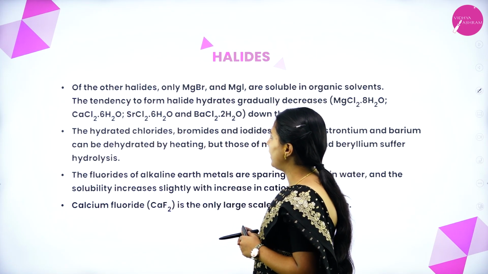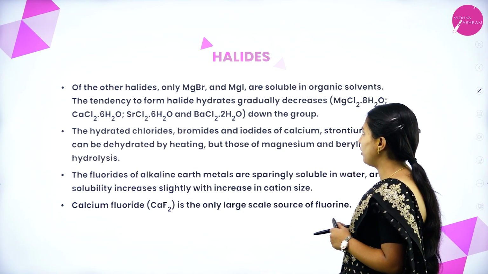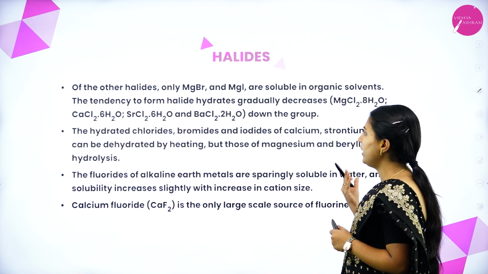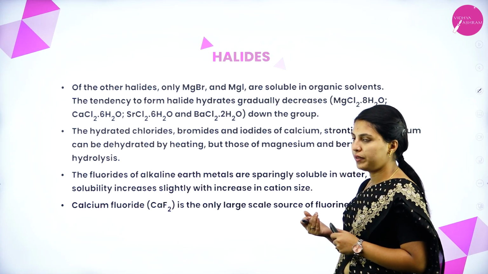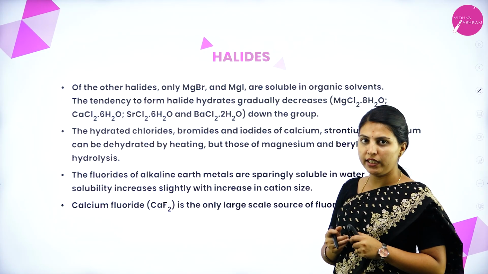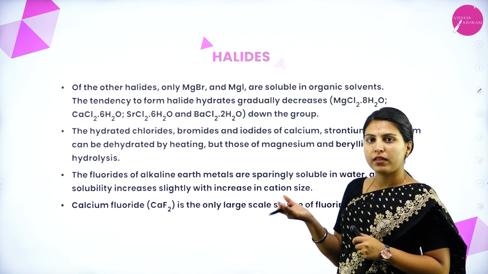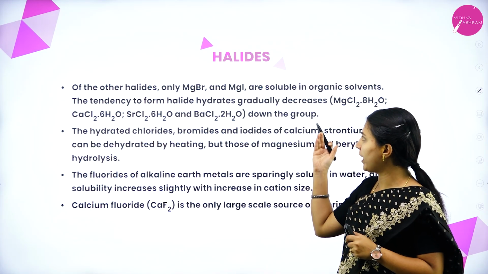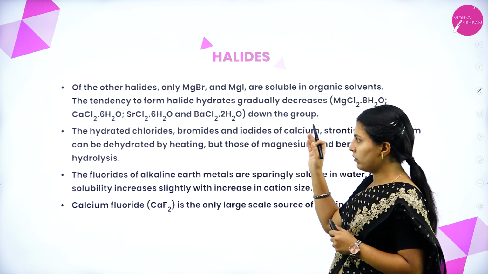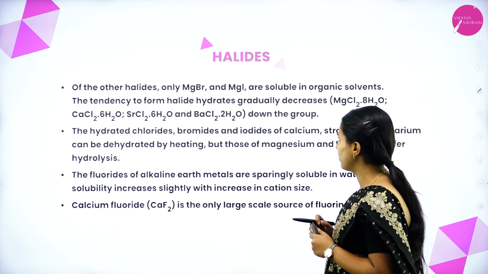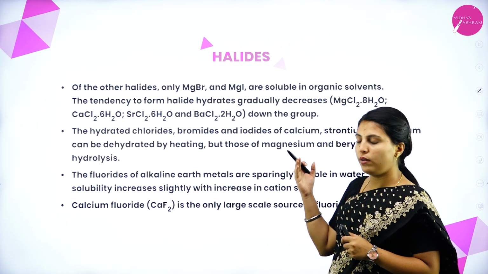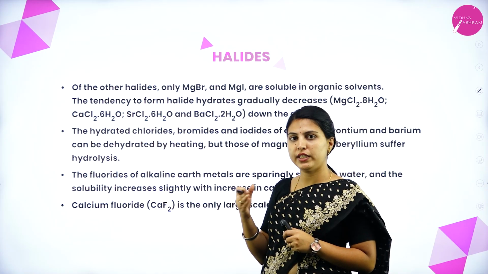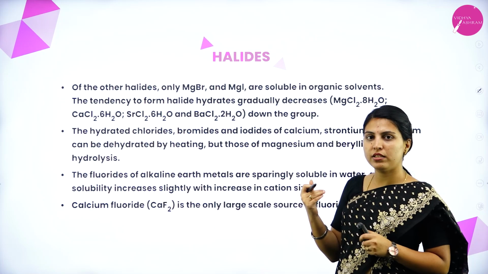Of the other halides, only magnesium bromide and magnesium iodide are soluble in organic solvents. The tendency to form halide hydrates gradually decreases down the group. Except magnesium bromide and magnesium iodide, all will dissolve in water itself, but magnesium bromide and magnesium iodide will also dissolve in non-polar organic solvents. And the tendency to form halide hydrates decreases down the group.